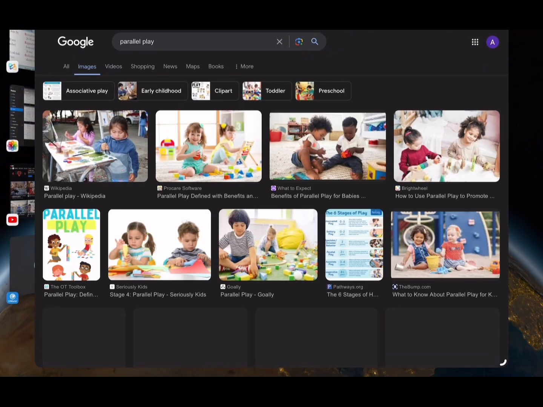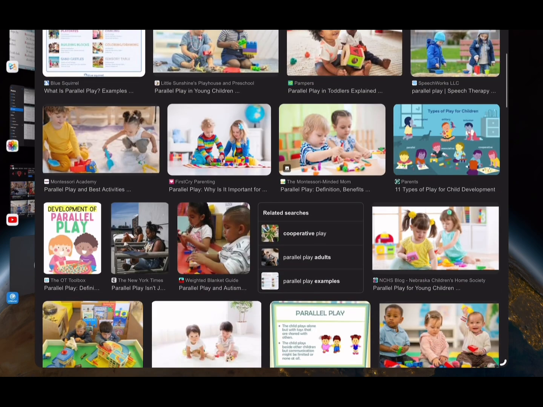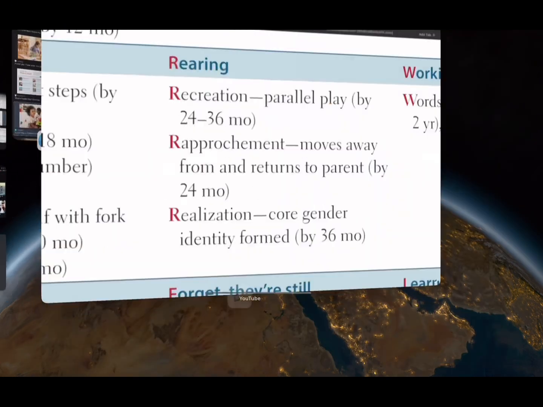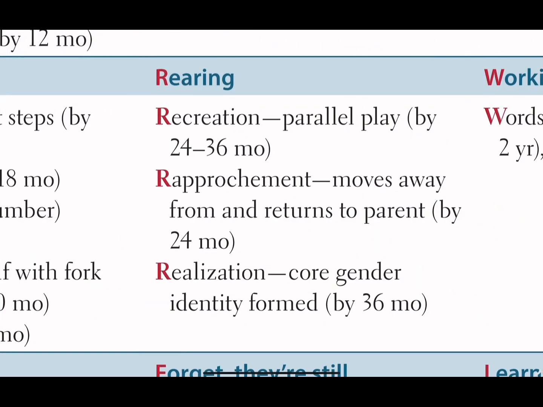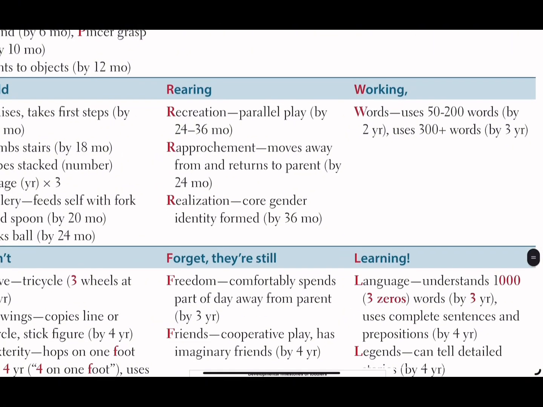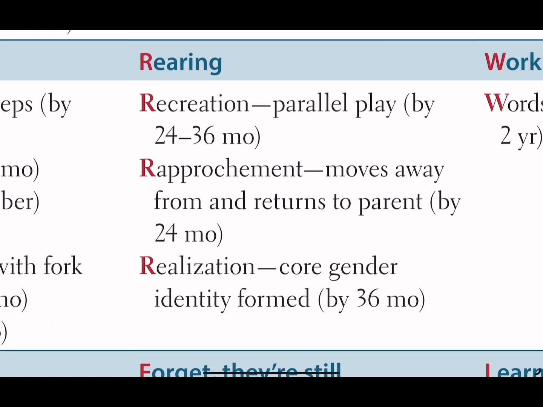Okay, this is it. By 24 months, 2 years, to 3 years, they will parallel play. Let's remember that parallel play has like 2 to 3 shapes, square and rectangular, it's like 2 to 3 shapes.